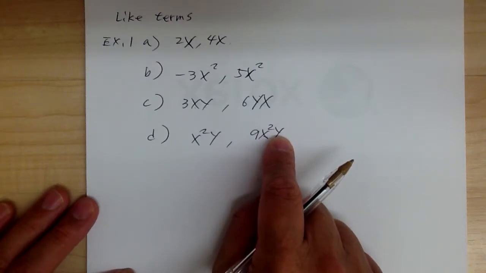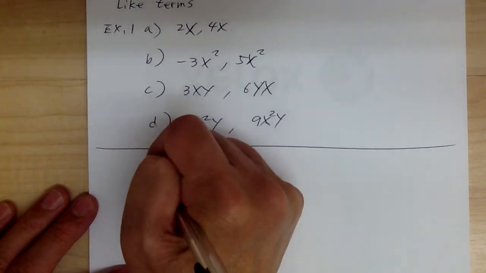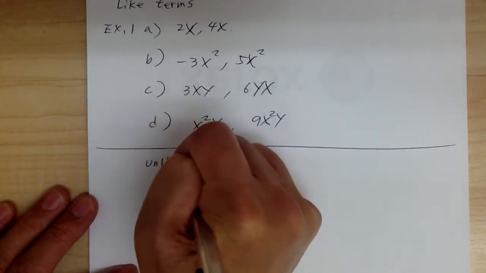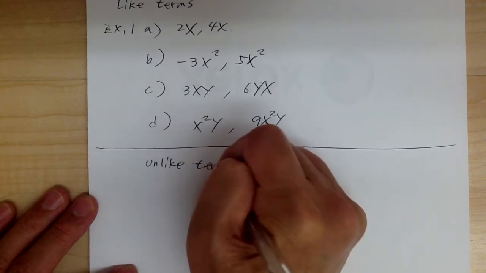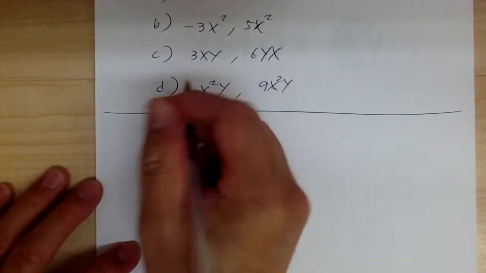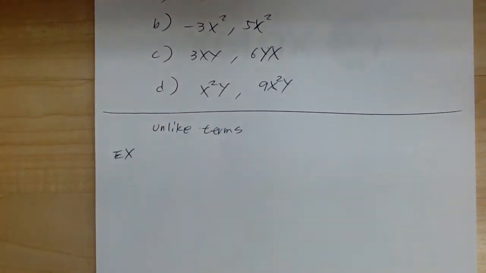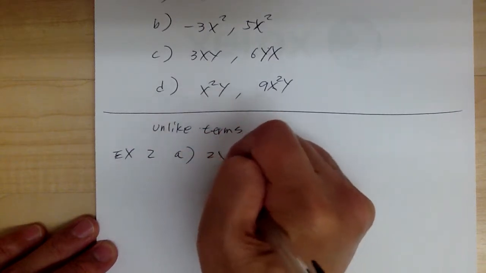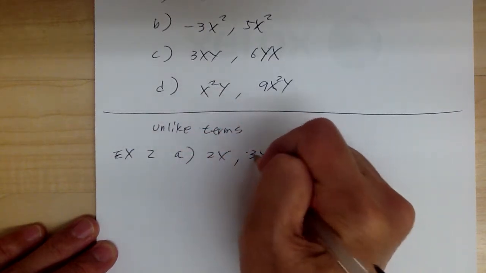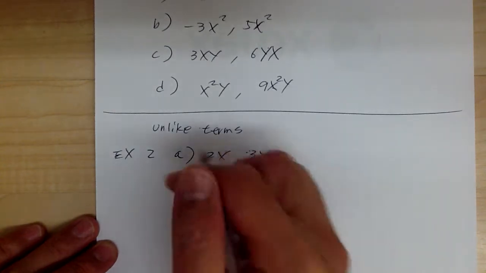Now let's go to examples of unlike terms. Unlike terms are the terms that have different variable parts. So example 2, 2x and 3y. So these are unlike because you got x and y, they are not the same, right? So these are unlike terms.